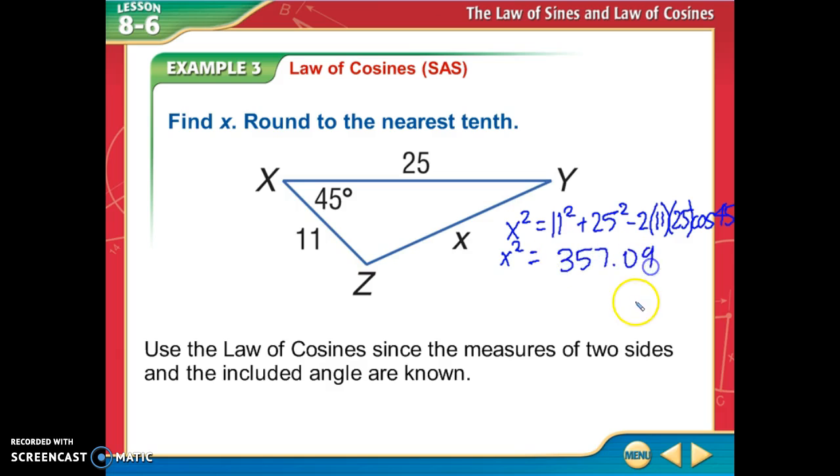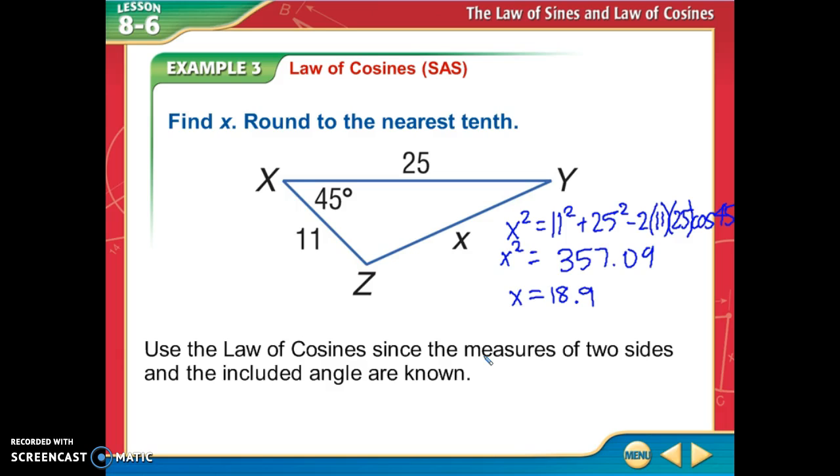357.09. Now I rounded on here to be able to put it on the screen, but make sure you're trying to keep from rounding until the very end. So when you go to take the square root of both sides, take the square root of your previous answer on your calculator. Right, just so we can get as exact as we possibly can. And when you take the square roots of both sides, you have 18.9. Right, so this side x is 18.9.